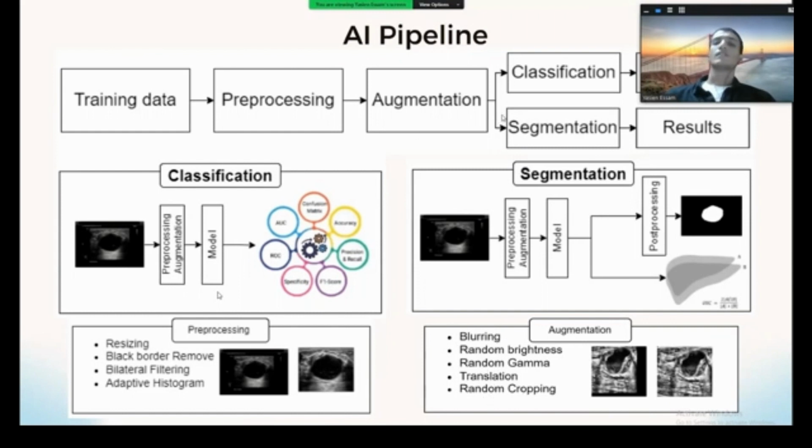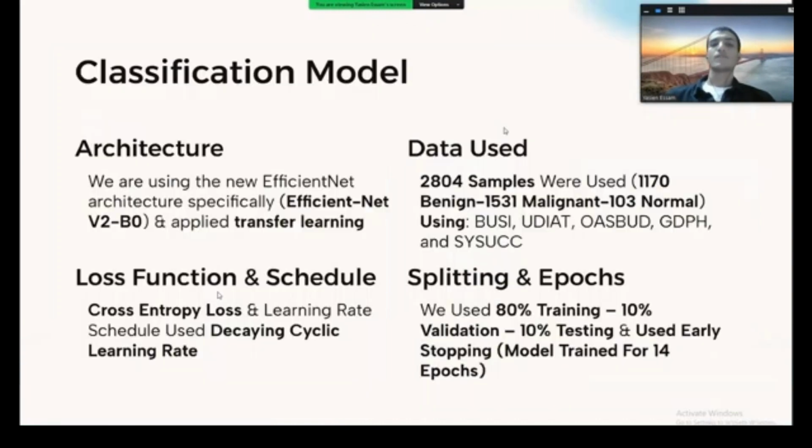Then we fed the data sequentially to both our classification and segmentation models. For the classification model, we are using the new EfficientNet version 2, and we apply transfer learning. The data used for the classification part was 2,804 samples from 4 different data sources. For the loss function, we use cross-entropy loss, and we use a decaying cyclic learning rate. For the splitting, we use the traditional 80-10-10 split. And our model trained for only 14 epochs as we use early stopping.